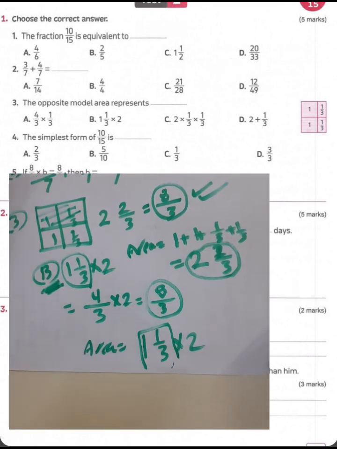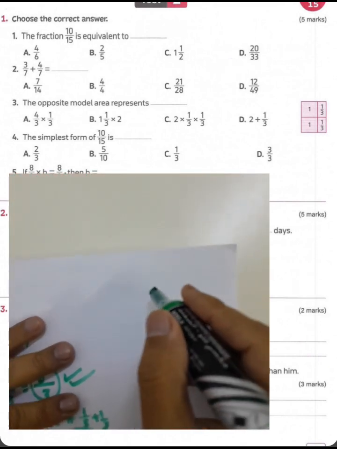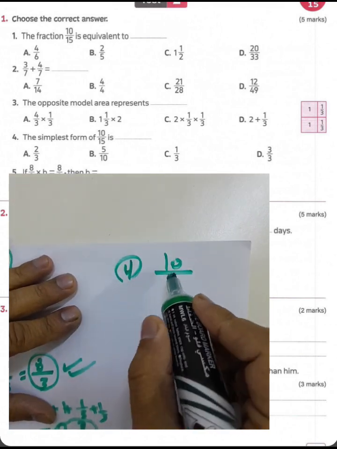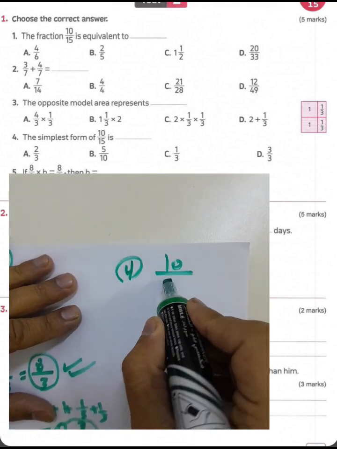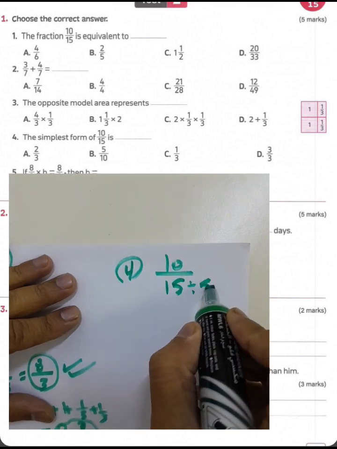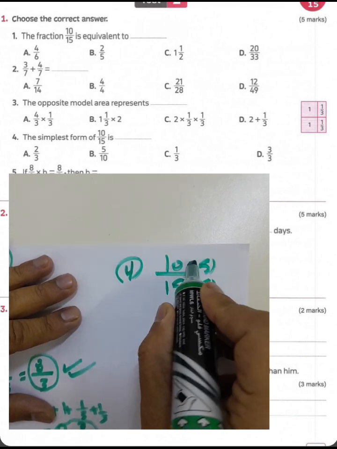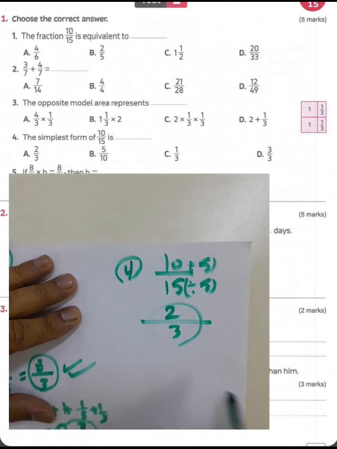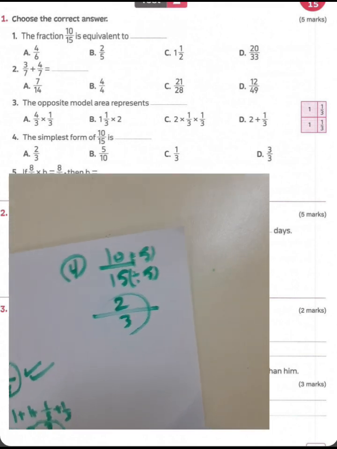The simplest form of 10 over 15. You can simplify it by dividing by 5. Any number can be divided by 5 if the units digit of the number is 0 or 5. We can divide the numerator and denominator by 5. 10 divided by 5 equals 2, and 15 divided by 5 equals 3. Then the result will be 2 over 3. Next question.